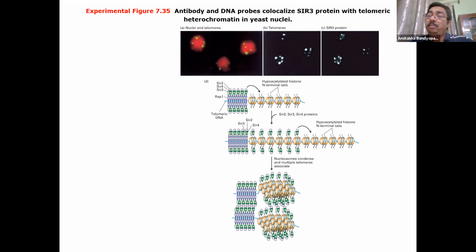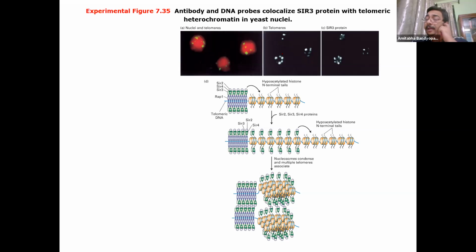And if you mutate this amino acid in the histone in a manner that you replace that particular lysine with, say, arginine residue, okay, arginine is also positively charged, but it cannot be acetylated. So then you will not see any transcription of the HML alpha or HMRA loci.